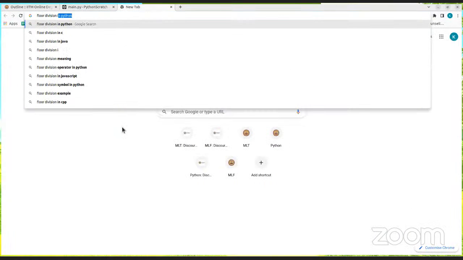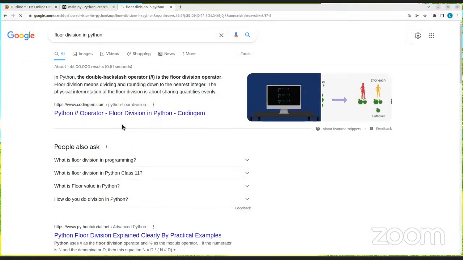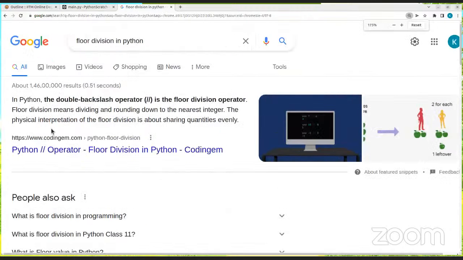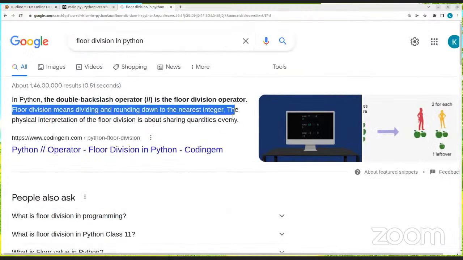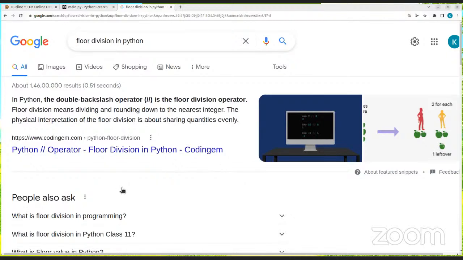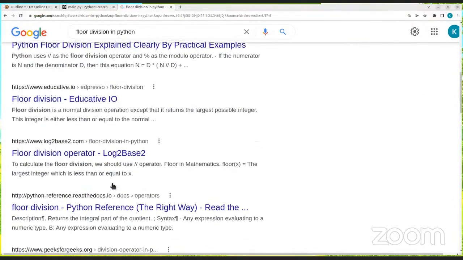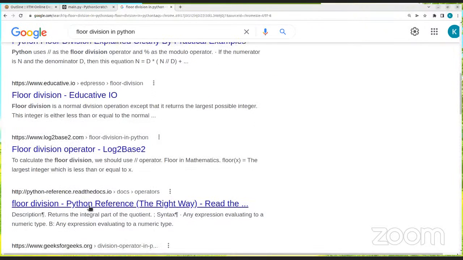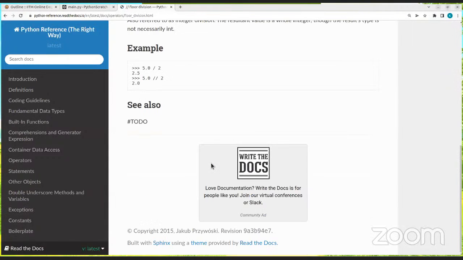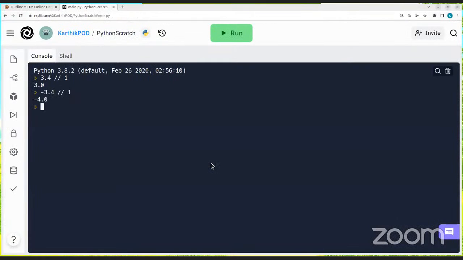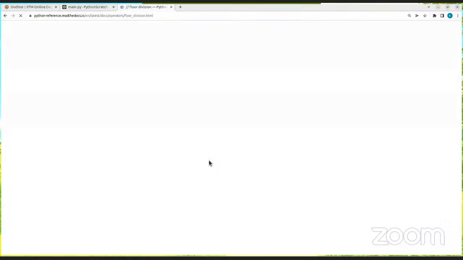If you want more information, look at floor division in Python. You can just do a Google search for floor division. I hope you all can see this. Don't look at any random site. It may be better to look at slightly more trustworthy websites, right? Could you please paste that link in the chat? Yes. Please experiment with it. I don't know which is trustworthy.